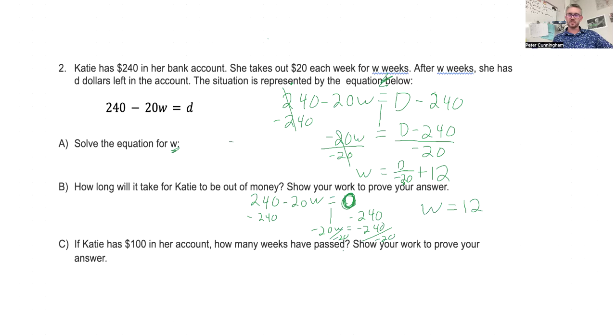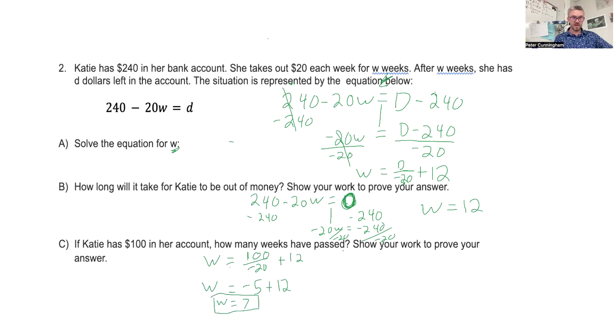Let's try it that way this time. So if I have the equation weeks equals dollars, in this case 100, divided by negative 20 plus 12. Let's see if this works here. I think it will. Right, 100 divided by negative 20 would be negative 5. Negative 5 plus 12 would give me the amount of weeks. So the weeks in this case would be 7.